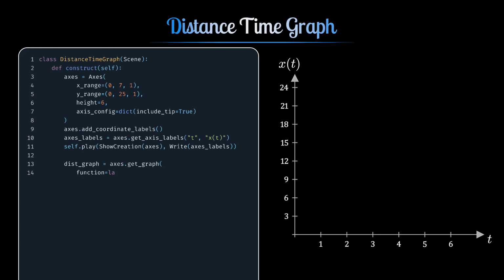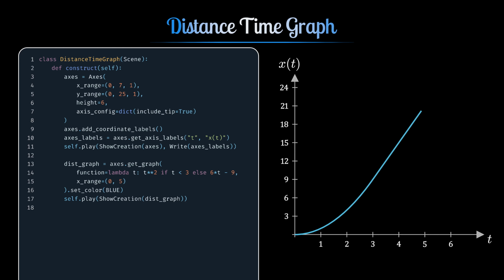Moving ahead, to display the distance time graph, I'm calling the axis.getGraph function with the arguments: lambda t: t square if t is less than 3, else 6t minus 9, and setting the range of this graph to 0 to 5. The return value of this lambda function in line 14 is like a ternary operator. If the value of t is less than 3 units, the function returns t square, otherwise it returns 6t minus 9.